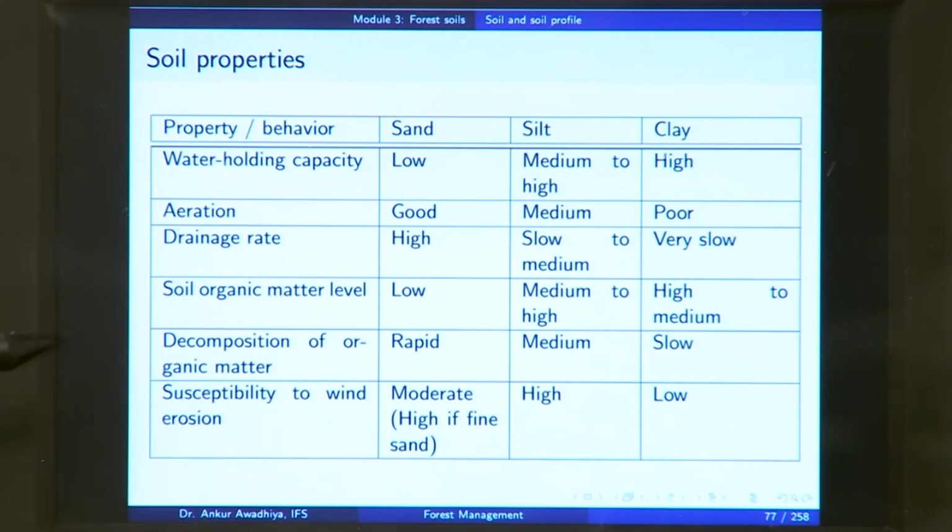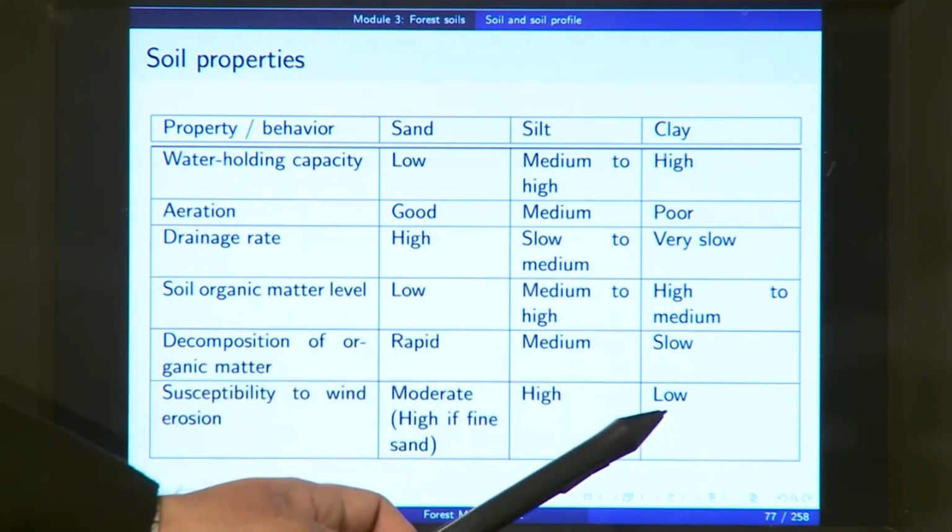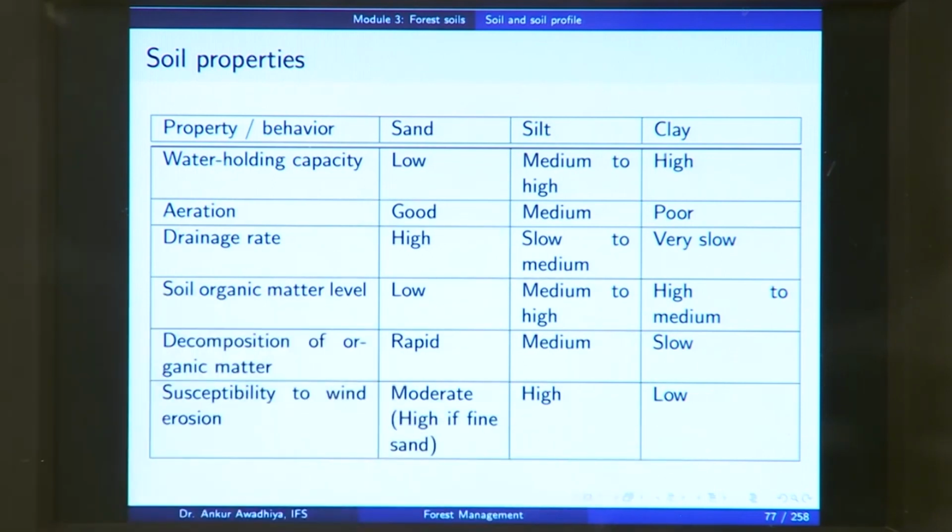Now, if we look at susceptibility to wind erosion, sandy soils have a moderate level, because sand can have fine, medium or coarse particles. If you have coarse sand particles, it is difficult for wind to move them, whereas if you have fine sand particles, susceptibility to wind erosion will be higher. Clay soils typically have low susceptibility to wind erosion.